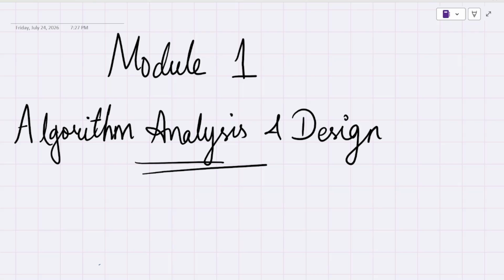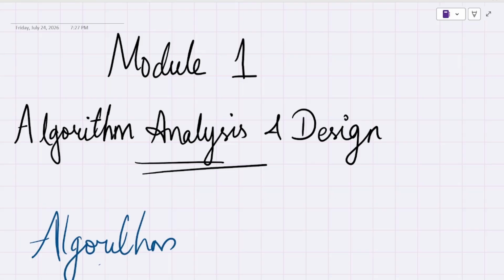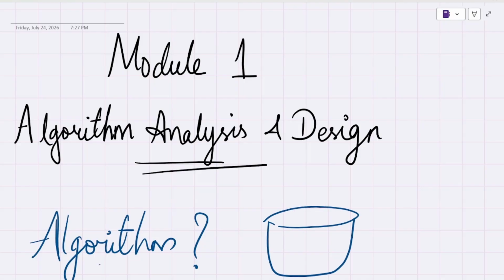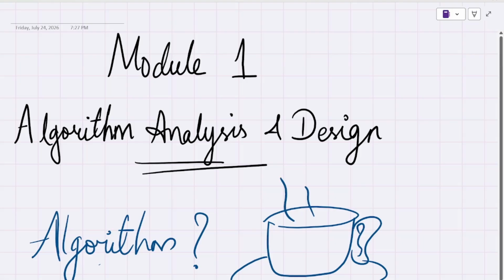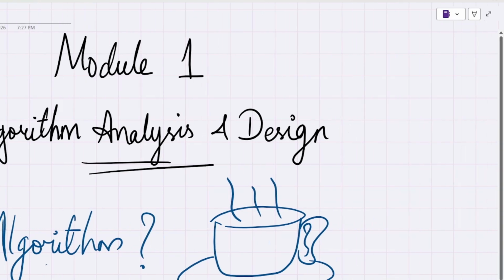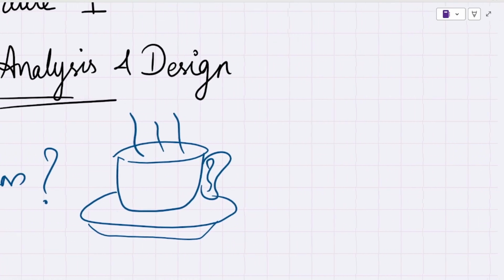First of all, before learning the subject algorithm analysis and design, we need to know what algorithm is. What is algorithm? That is the first question we need to address. Before going on to technical things, let us start with a simple example. Suppose you need to make a cup of tea or coffee, whatever it is. What are the steps you will need to follow to make that cup of tea? You don't need to think so much of things. You just need to know how to make tea.